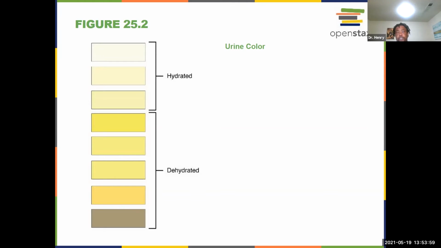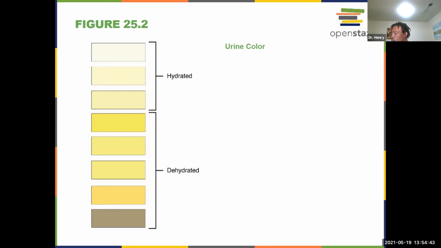Its pH is going to be anywhere from 4.5 to 8. If your pH is low, you know that there's something wrong. If your pH is high, you know that there's something wrong. And you should have very little to no blood cells in your urine. You should have little to no protein in your urine. If you have high protein in your urine, you know that there's something wrong. If you have high amino acids in your urine, you know that there's something wrong, because all of those things should be filtered out and recycled by the body.